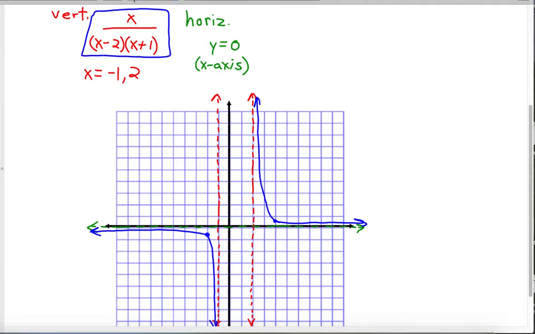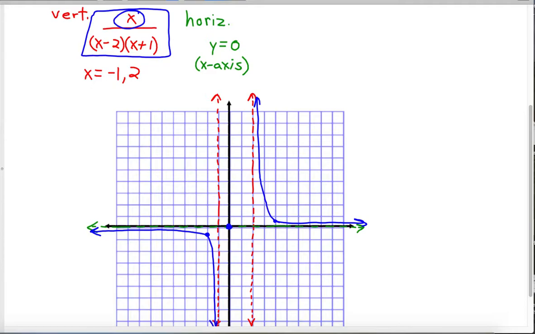Okay, so one of the things we can do is figure out the x-intercept. How do you figure out an x-intercept? Well, that's when you set y equal to 0. And so what would make this function 0? Well, it's a fraction. And a fraction is 0 when the numerator is 0. So in this case, if x equals 0, we're going to get y equals 0. So we know that my graph goes right through the origin, (0, 0).